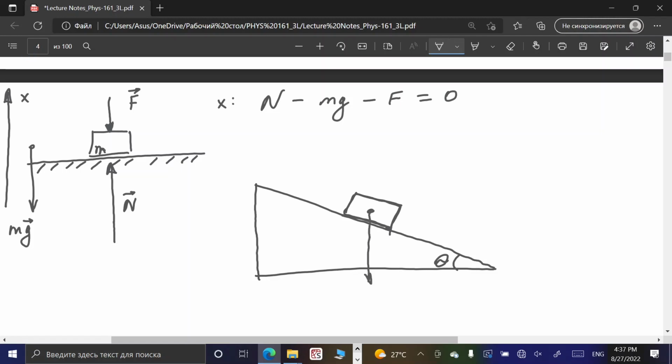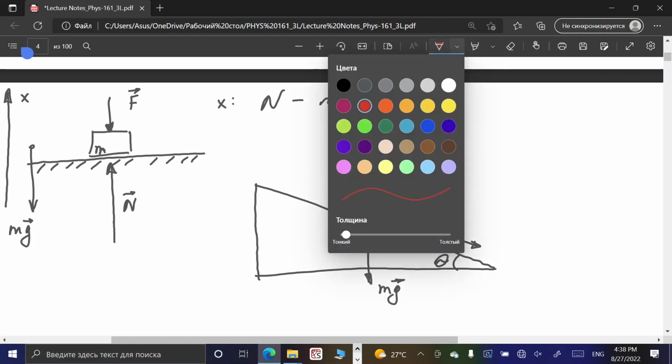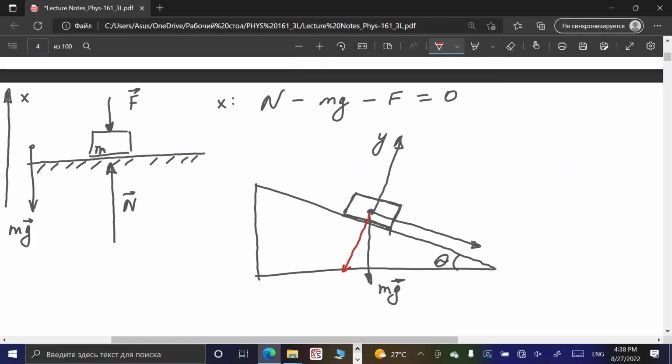So this is the weight vector, mg vector. And since this plane is inclined, we want to make our life easier in this case, so we pick our system of coordinates in such a way that we have axis x parallel to the inclined plane and axis y perpendicular to the inclined plane. So now we can split this weight of the block into two components. So here we will have mg times cosine theta. That will be the component of weight along axis y. This component will be compensated by reaction of the plane. So this will be N.